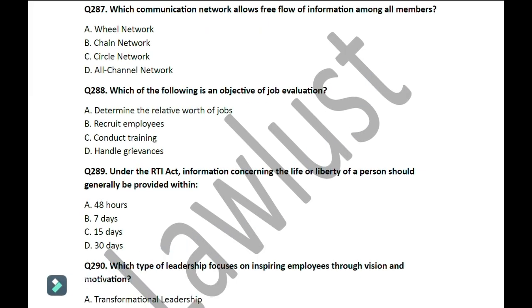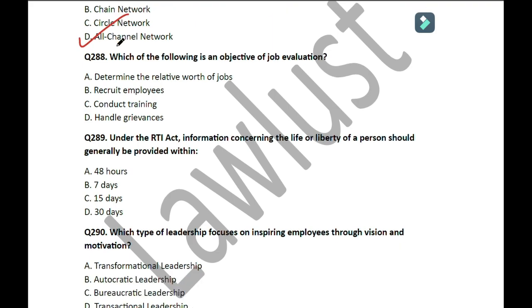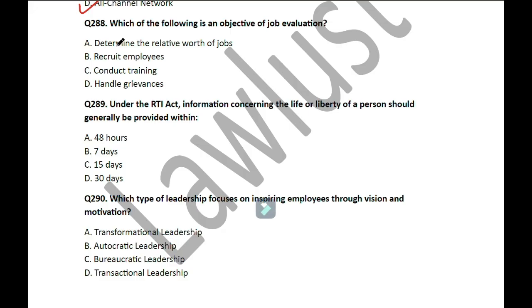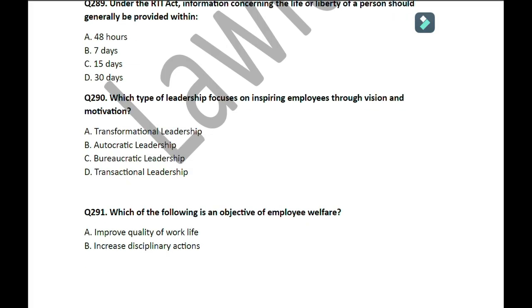Question number 287. Which communication network allows free flow of information among all members? So here the correct answer is all channel network. Move on to the next question. Question number 288. Which of the following is an objective of job evaluation? So here the correct answer is determine the relative worth of a job. Move on to the next question.